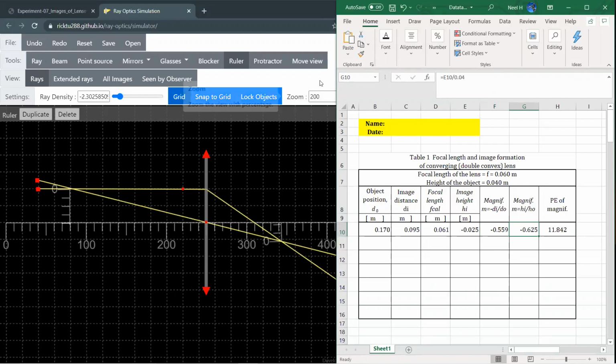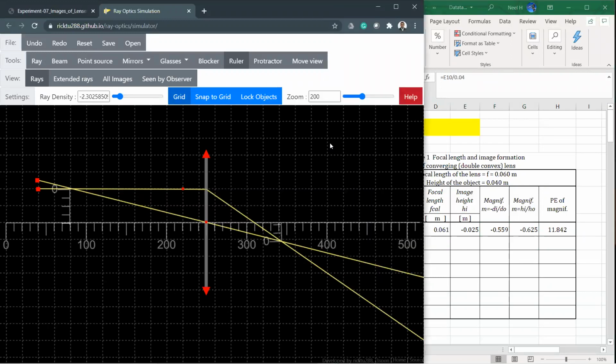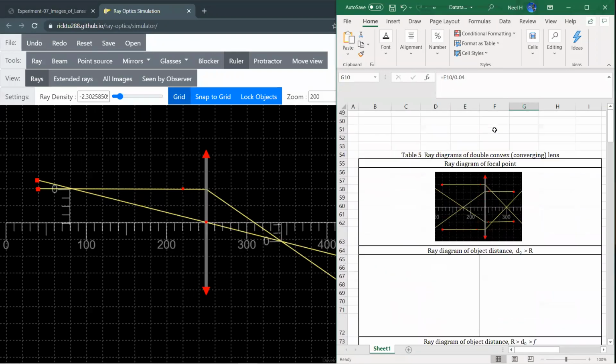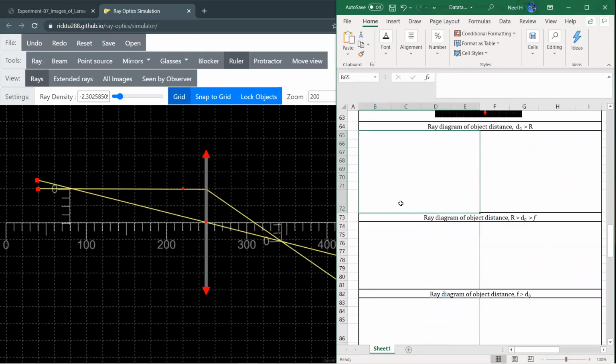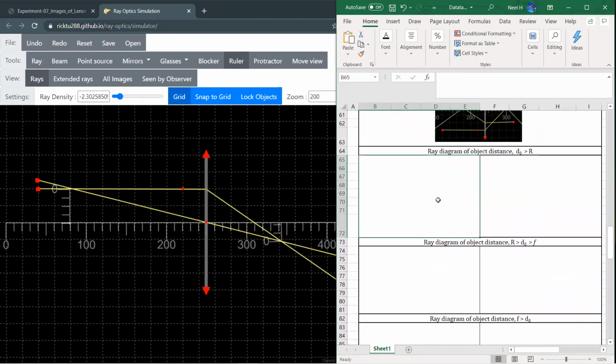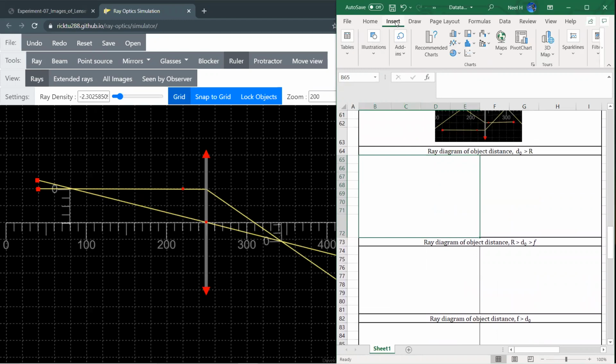Now you also need a screenshot of this one. All of those screenshots should go here, in table number 5. So you have to have 6 screenshots for 6 different data points.